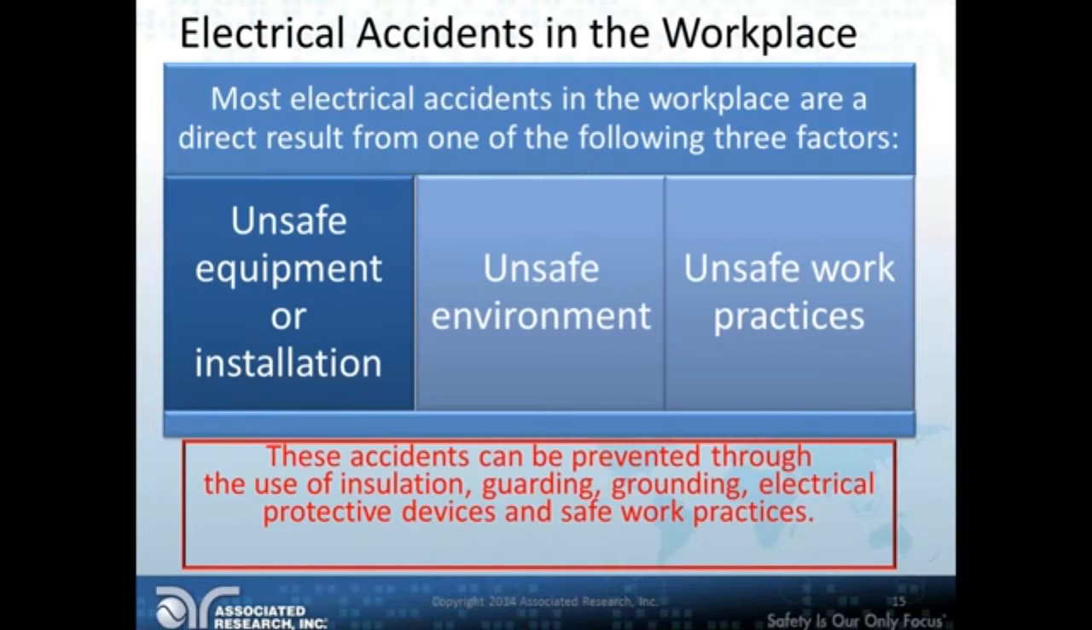So it's not uncommon that somebody's making a mistake or could really do something very simple to safeguard it and avoid that mistake. Because these accidents really can be prevented through the use of insulation, guarding, grounding, electrical protective devices, and safe work practices and procedures. It's also really important that you don't take shortcuts. If you have a safety procedure in place, follow it to the letter.